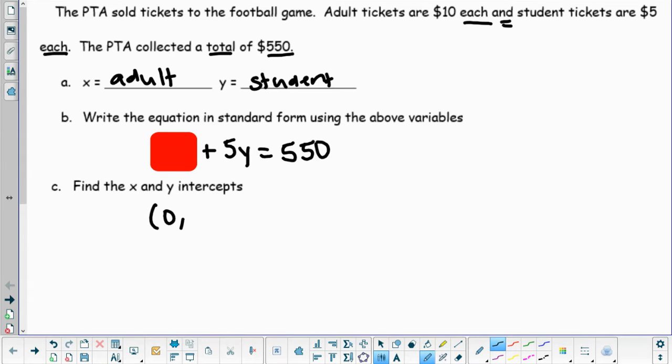Okay, so I know 55 divided by 5 is 11, but this is 550. So 550 divided by 5 gives me 110.